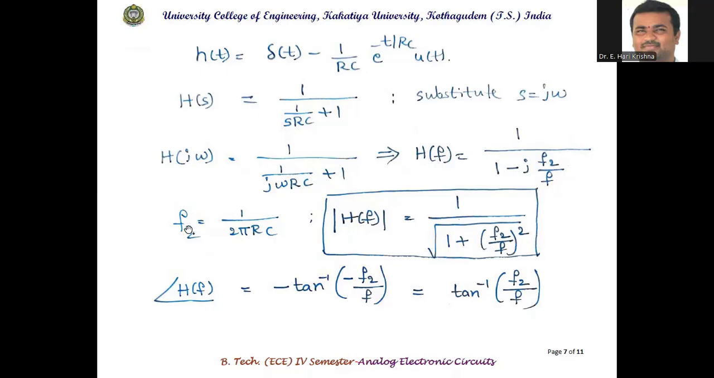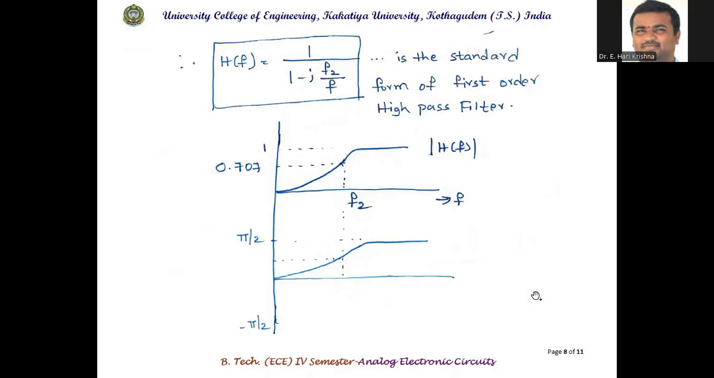Similarly, we can get the magnitude response. Magnitude response is 1 by under root of 1 plus F2 by F whole square, and phase response is tan inverse of F2 by F. Continuing with this plot, you get the magnitude response and phase response. Magnitude response is increasing and ends at 1. Phase response you can see here. At F2, the magnitude is 0.707 times the highest value. So from this point we can say it is a high pass filter.